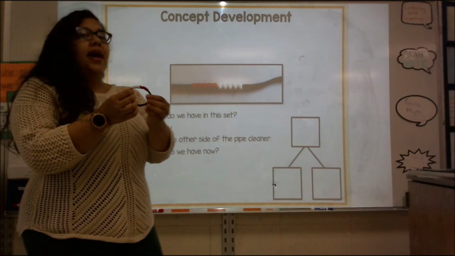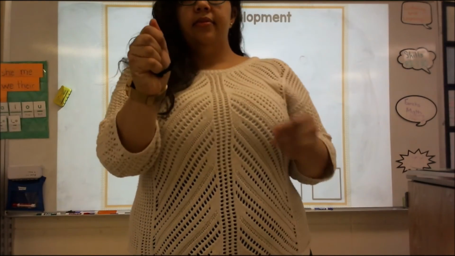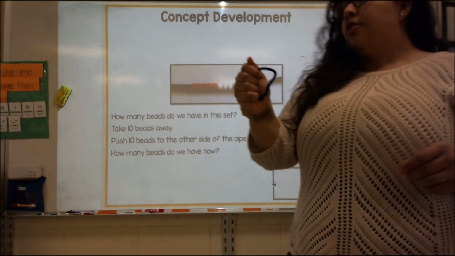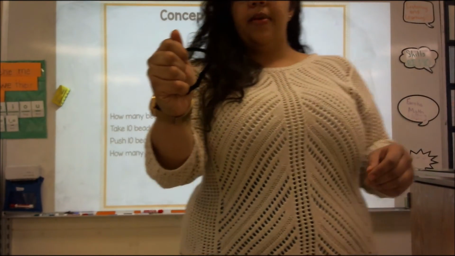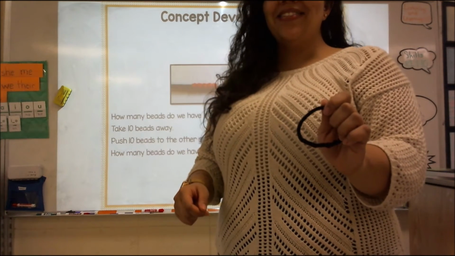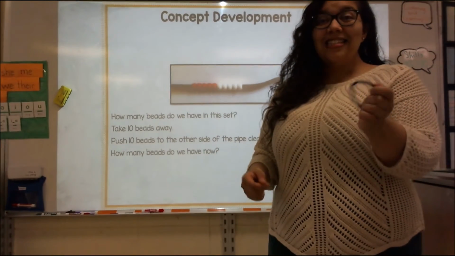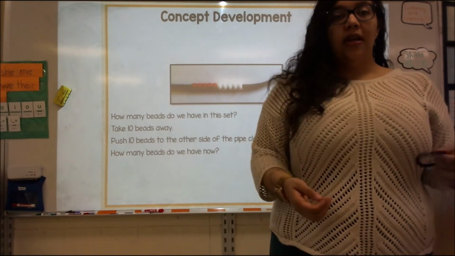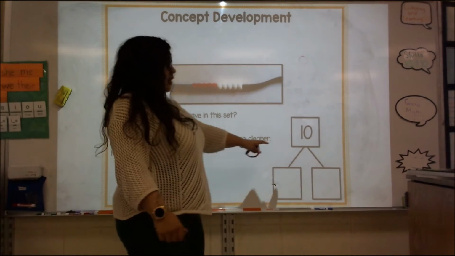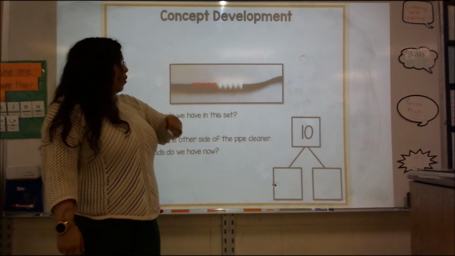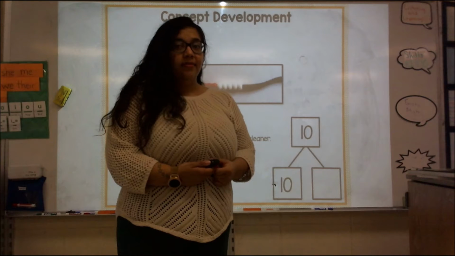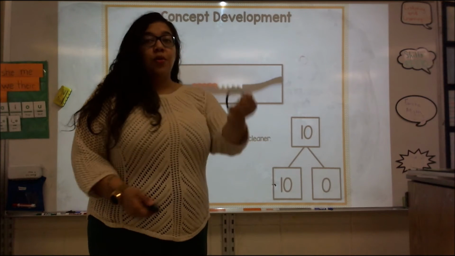All right, so now we have our 10. Let's take 10 beads away. How many beads do we have now? 0. There are no beads. Let's look at that as a number bond. So we started with a set of 10. So 10 is our whole. We took away all 10, which leaves us with how many? 0. We were left with 0.